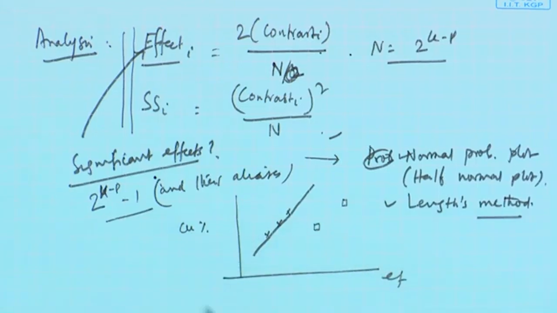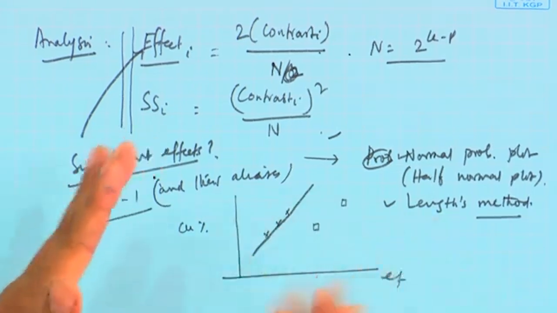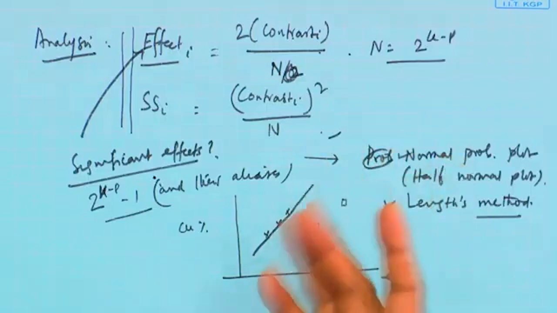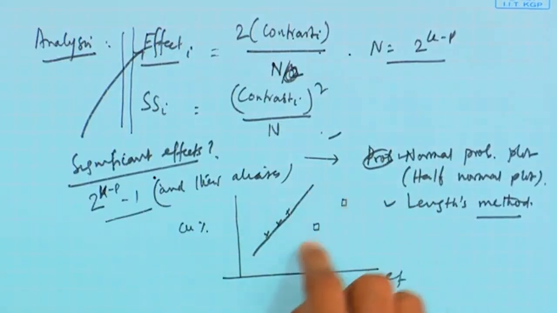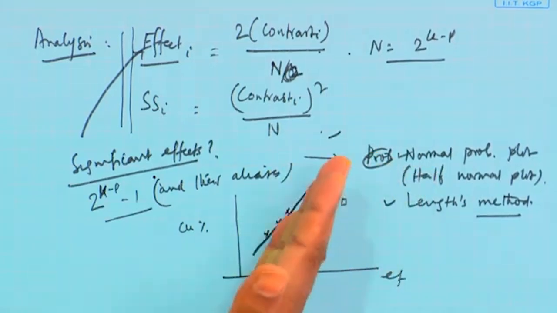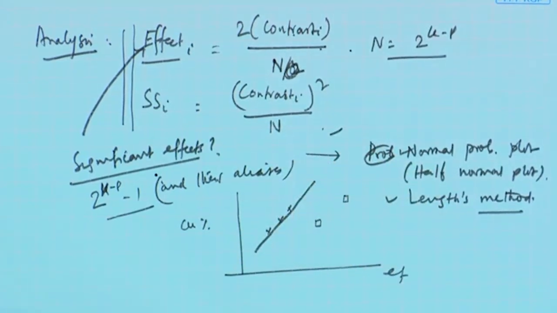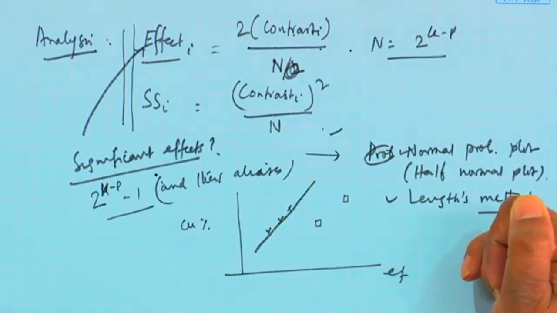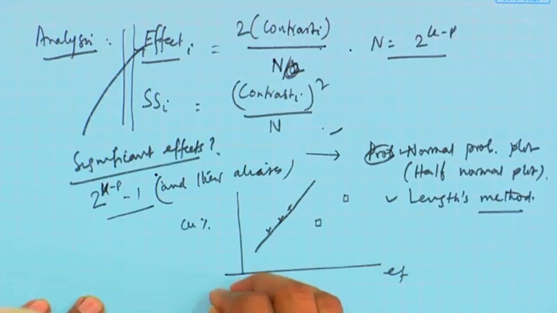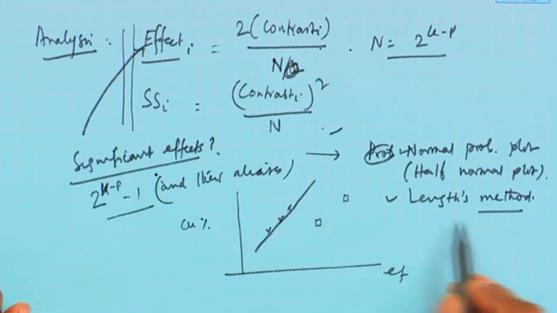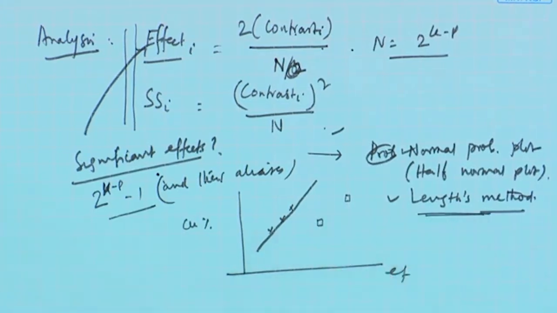In the length method, they will give you some... This is basically subjective because it depends on the graph. So what is the distance? That is not defined. The only thing we are saying is that the effects which are away from the straight line are significant. But the length method will give you a subjective assessment. Okay. So, we are not discussing the length method because of paucity of time, but you may go for the length method.